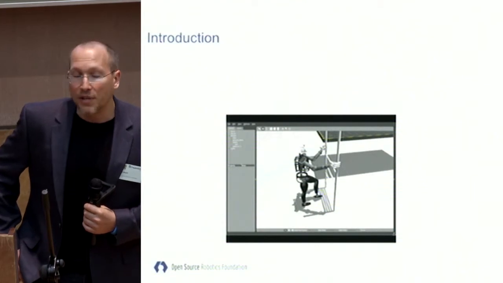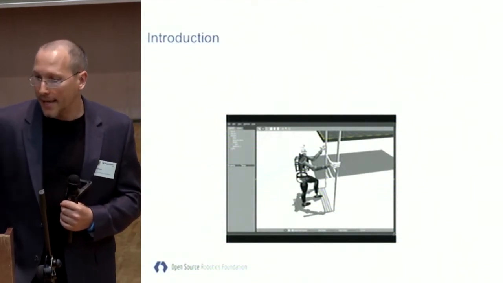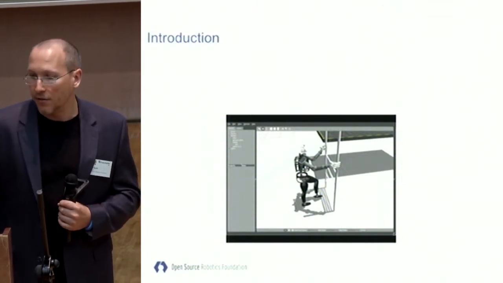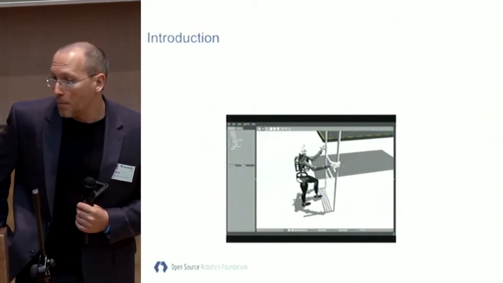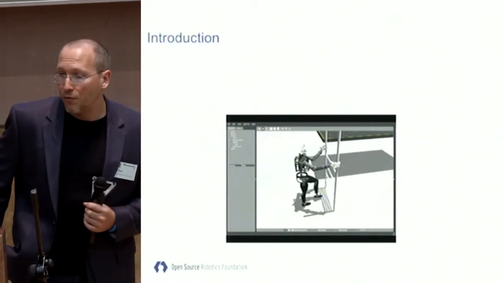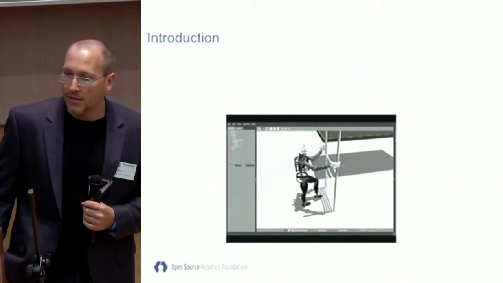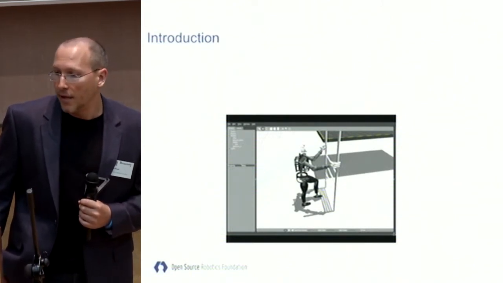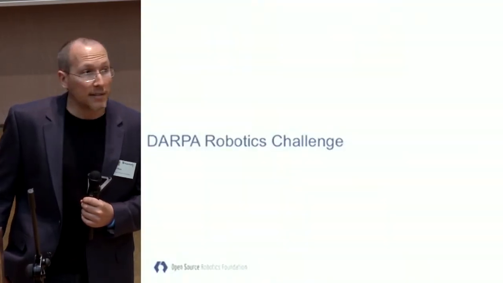This is an image from one of the VRC qualification arenas, and that particular robot lives in Virginia. It was launched on the Amazon cloud from California with about 100 millisecond latency round trip, and it runs at about 0.75 real-time factor.